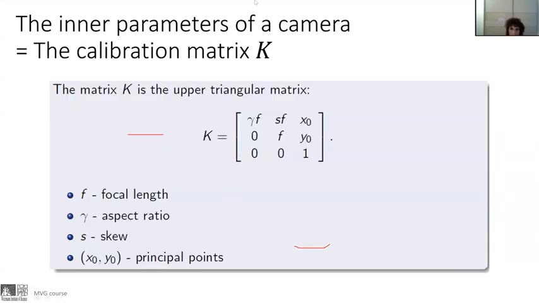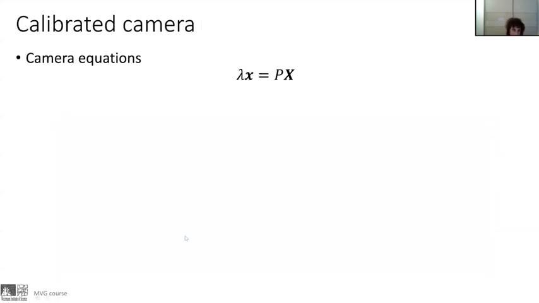So just want to remind you what is K. K has 5 degrees of freedom. We spoke about them. I don't want to repeat it. Just want to move on and try to say something new. So we understand that now we have the point in homogeneous coordinates in the 3D space. We have the camera matrix, we have the projection, and we have some constant that we don't know.